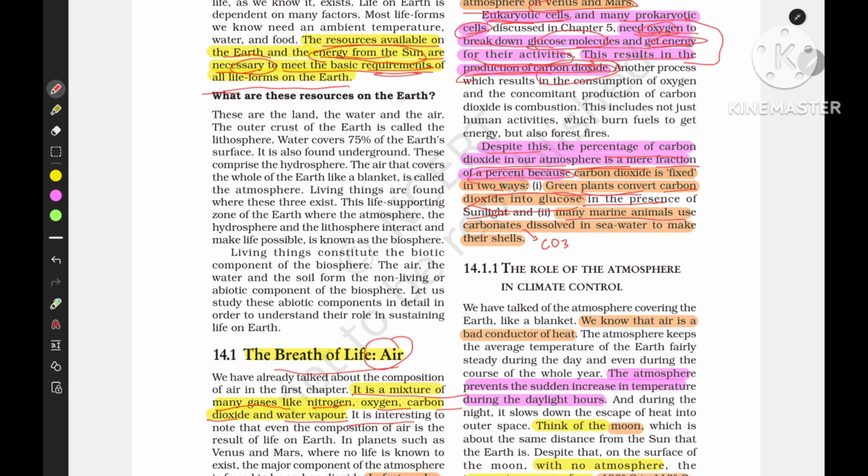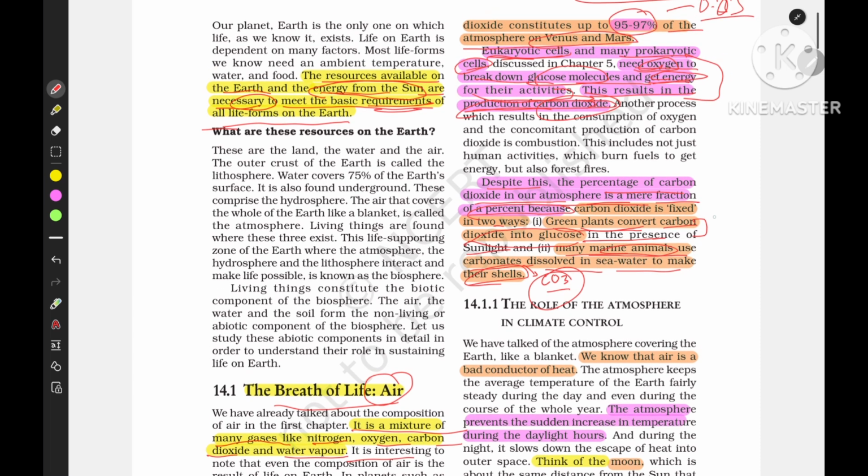And second, many marine animals use carbonate, which is CO3, dissolved in seawater to make their shells. So carbon is being used here for marine animals to make their shells. And the other thing is that photosynthesis occurs and CO2 is used. So overall CO2 is consumed by these processes.